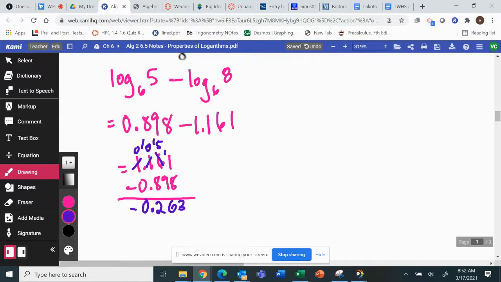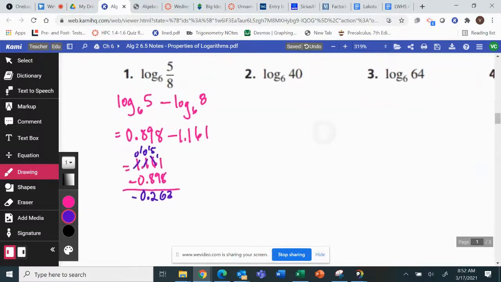0.263. Is that what you guys got using your calculator? Okay, just want to make sure that we've seen me doing it by hand at least once. It's a life skill, you know.